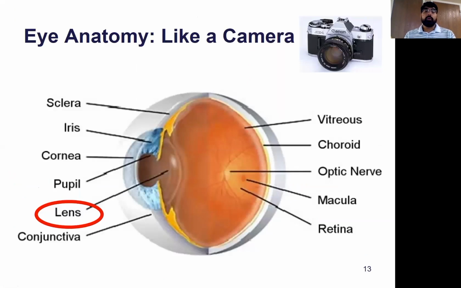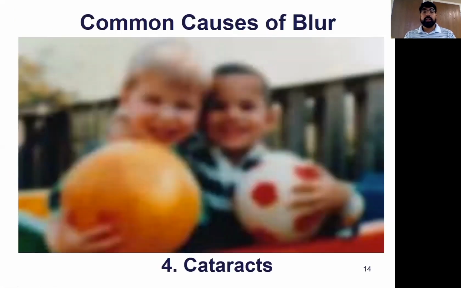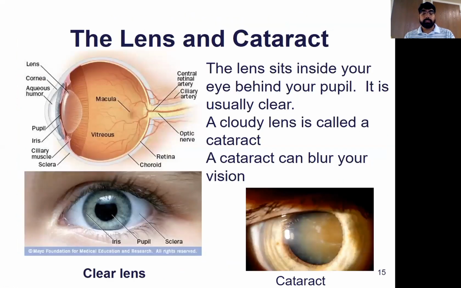So moving beyond the cornea, the surface of the eye, we move to the lens of the eye. And as I was saying earlier, cataract is the most common cause of blindness in the world. It's also a common cause of blur. So here you can see an image that's blurred out, and that's often just because of having a cataract.